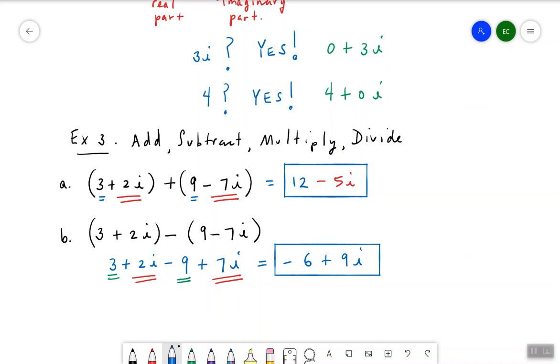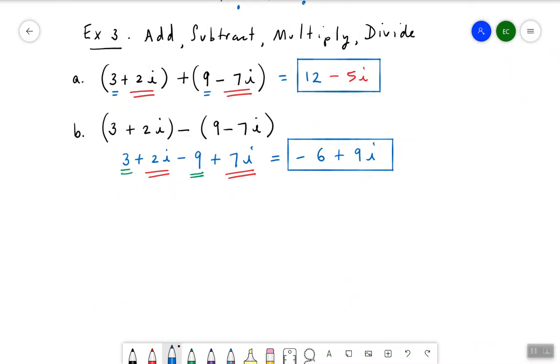Okay, so the addition and subtraction aren't too tricky. I think the multiplication is okay too. It's the division where it gets a little bit harder. So let's go ahead and try a couple multiplication problems, and then we'll do the division after that. So let's go ahead and do 3 plus 2i multiplied by 9 minus 7i.